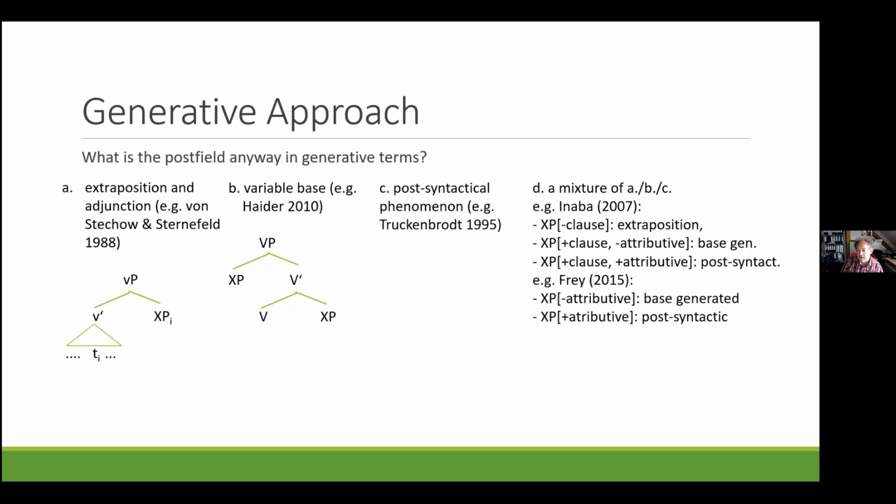For instance, Inaba and Frey most recently, and I'm relying mostly on Frey for this part of the presentation. He makes a distinction between attributive and non-attributive phrases. Non-attributive phrases he sees as base generated in the postfield, so he adopts approach B. Whereas for attributive phrases, he assumes approach C, that it's a post-syntactic phenomenon. Let's look at this from the light of our data on the next slide.